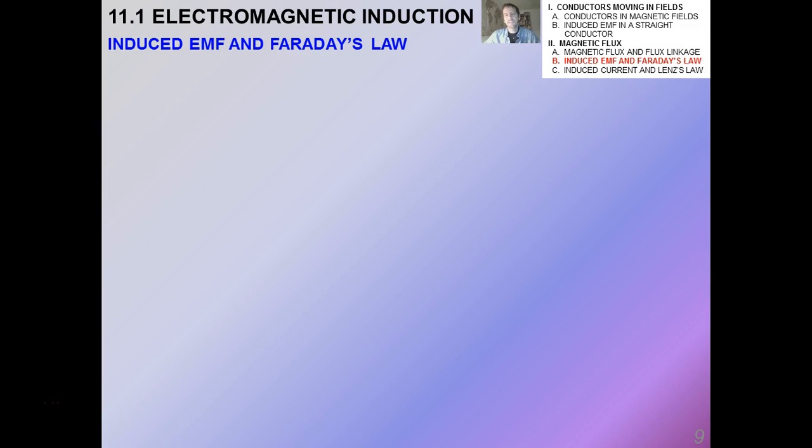Physics students, welcome to the second video in topic 11.1, electromagnetic induction. In the previous video, I talked about wires and conductors moving in magnetic fields and how, by virtue of there being a velocity vector that's perpendicular to a B field, you could actually induce a current and induce what's called an electromotive force, or a potential difference between two ends of a wire.